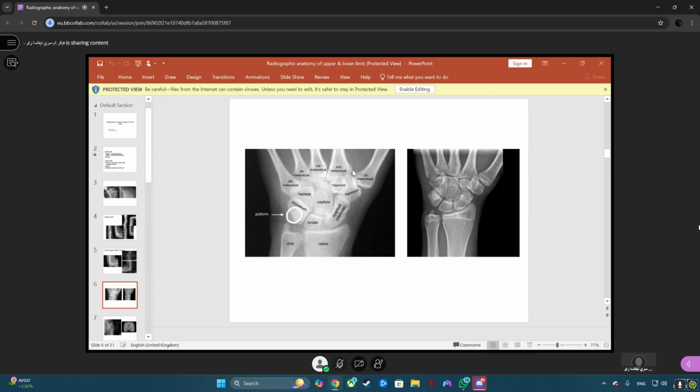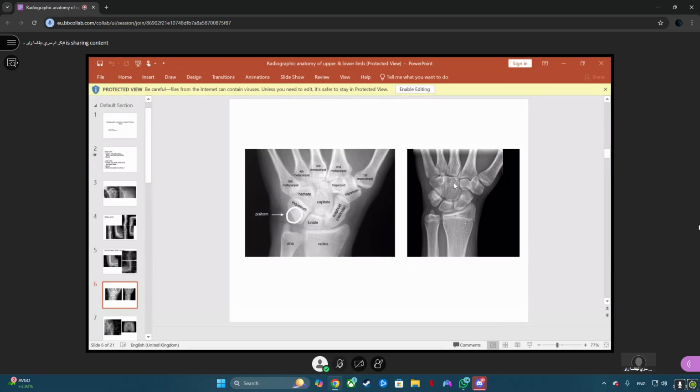After this, we have the metacarpals. This is the first metacarpal, at the base of the thumb. We call the thumb the pollex. Then the second, third, fourth, and fifth metacarpals. This is called the base of the metacarpal, the proximal end. At the distal end, you get the head of the metacarpal, which is not seen in this picture. What you are seeing here is the shaft of the metacarpal. So, metacarpal base and metacarpal shaft.